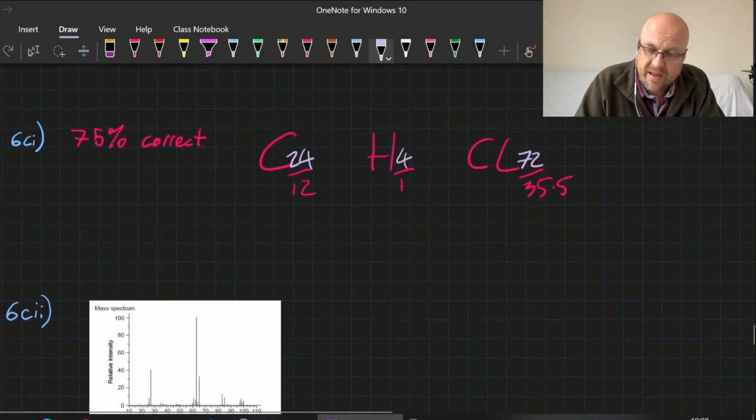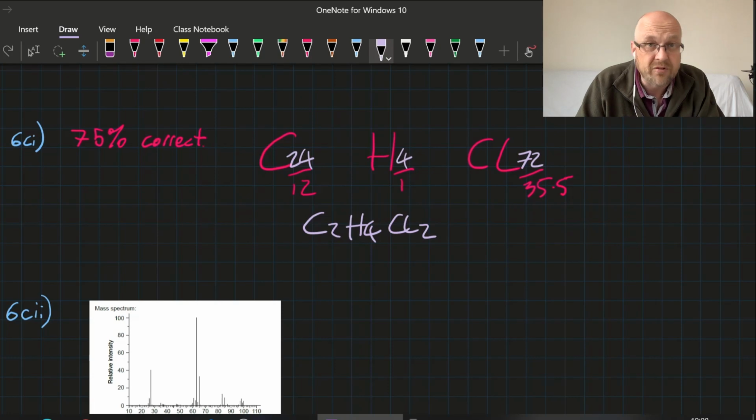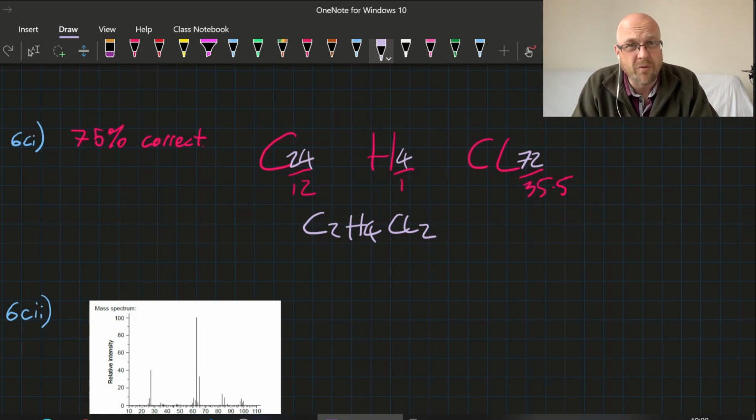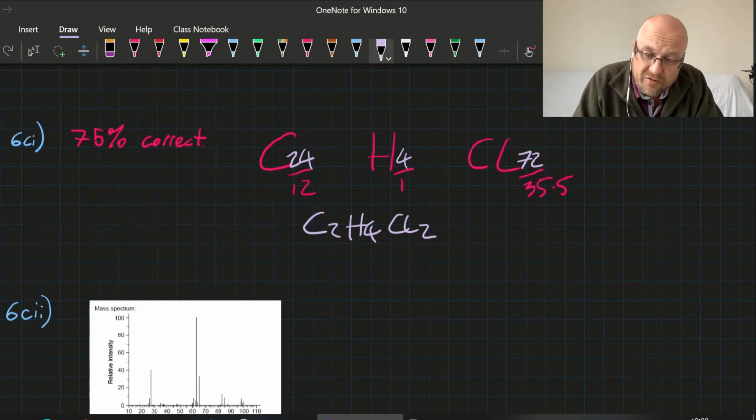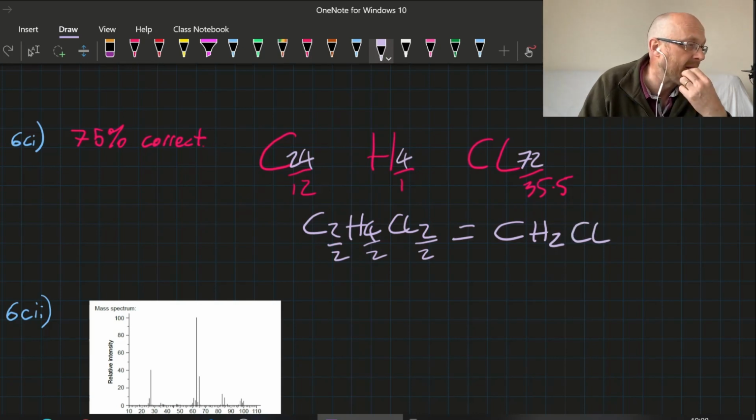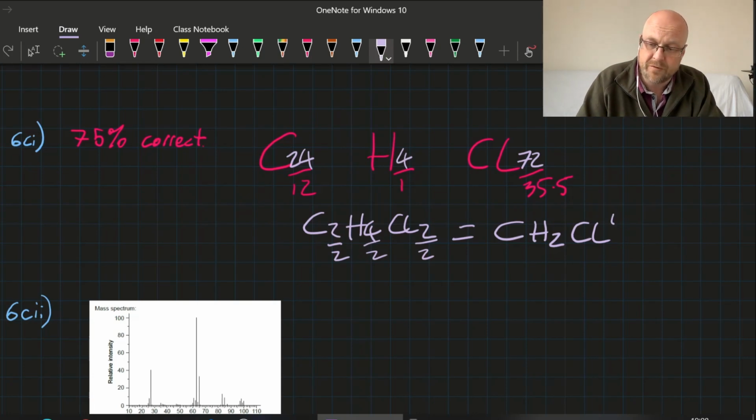Okay, so that gives me C2H4Cl2. Don't stop there, you're after the empirical formula. So divide everything by the smallest, which is 2, and that gets you CH2Cl as your empirical formula. Yep, 2 points.